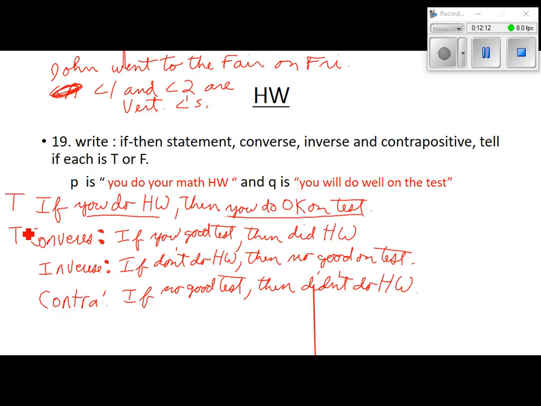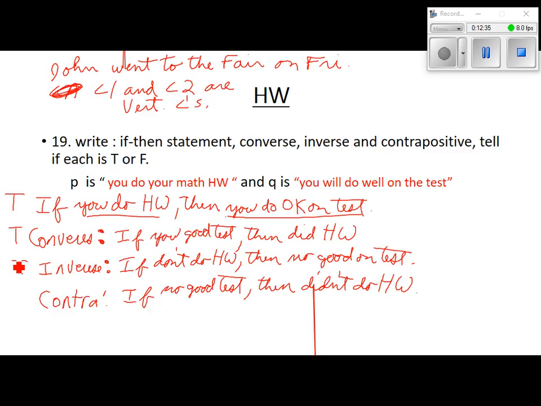Inverse. If you don't do the homework, then you probably won't do good on the test. True or false? True again, if we're just using common sense. Now, if I ask you to tell whether something's true or false, it's going to be more black and white. Either it's true or it's false. There's not going to be any gray in between.